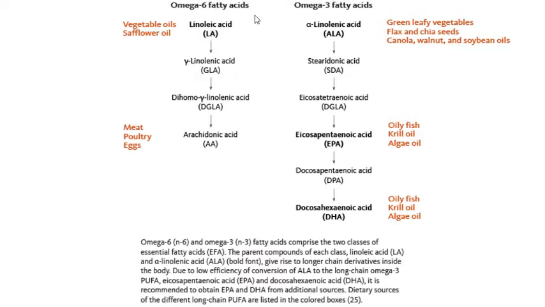In our body, from linoleic acid we can synthesize arachidonic acid, and from alpha linolenic acid we can synthesize eicosapentaenoic acid and docosahexaenoic acid. But the efficiency of forming these EPA and DHA is very low in humans. Therefore, sometimes these EPA and DHA are considered conditionally essential fatty acids, and usually it is recommended to take these EPA and DHA through our diet.